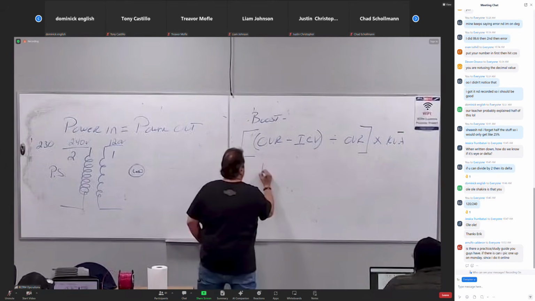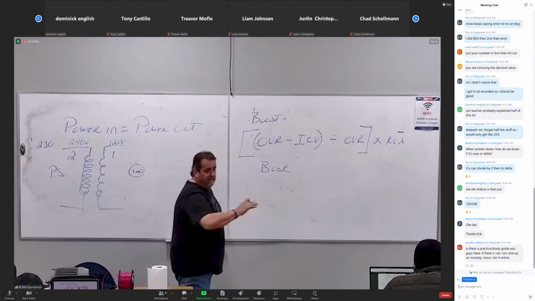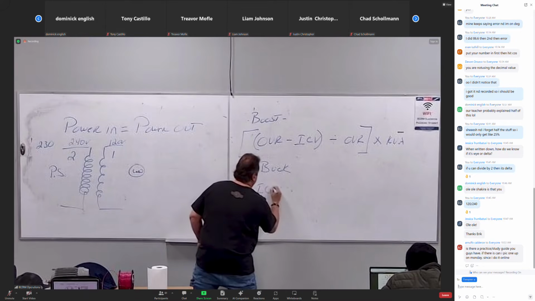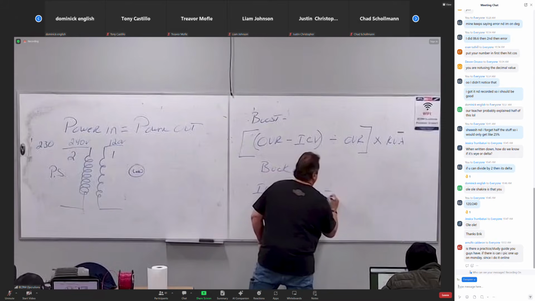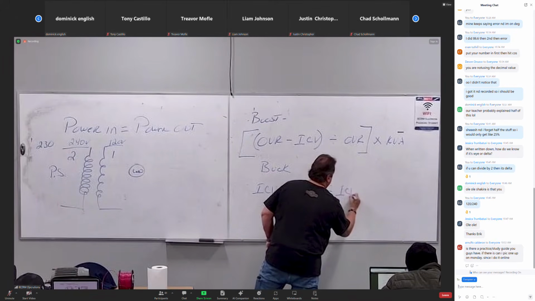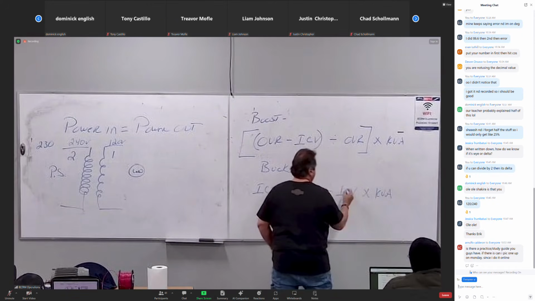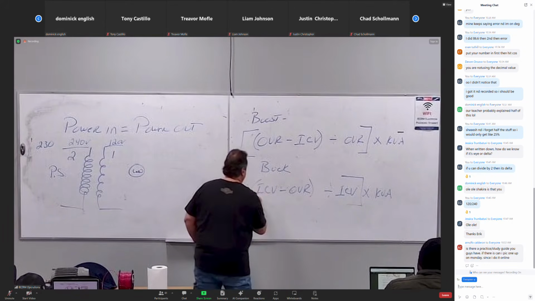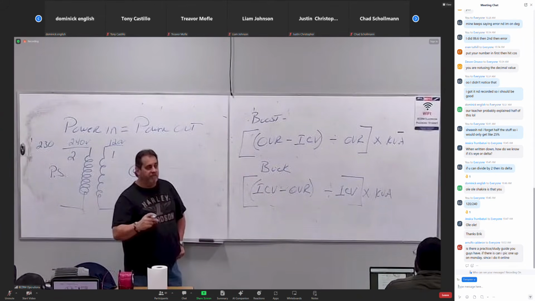The buck is exact opposite of this. Exactly opposite. So the buck is going to be ICV minus OVR divided by ICV times the KVA of the load. Okay, once again, put in our brackets. That's how I want you to solve all buck boost transformer sizes on your exam.